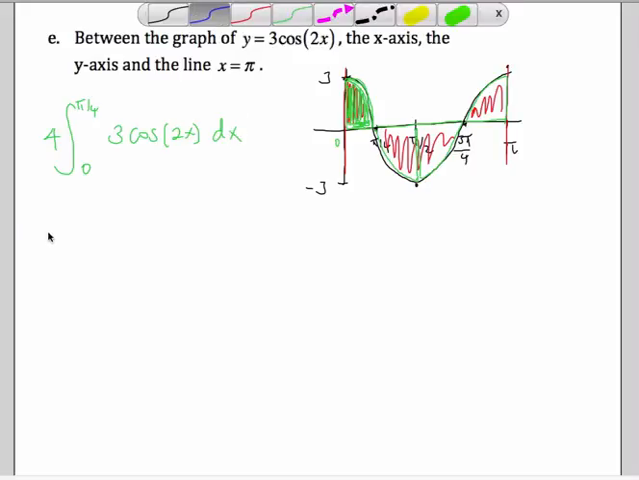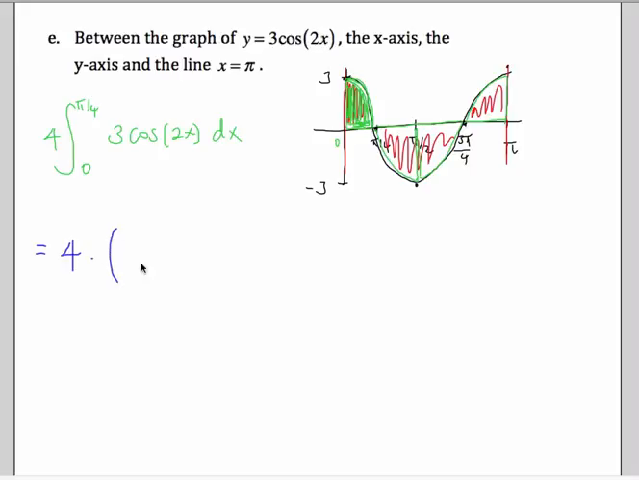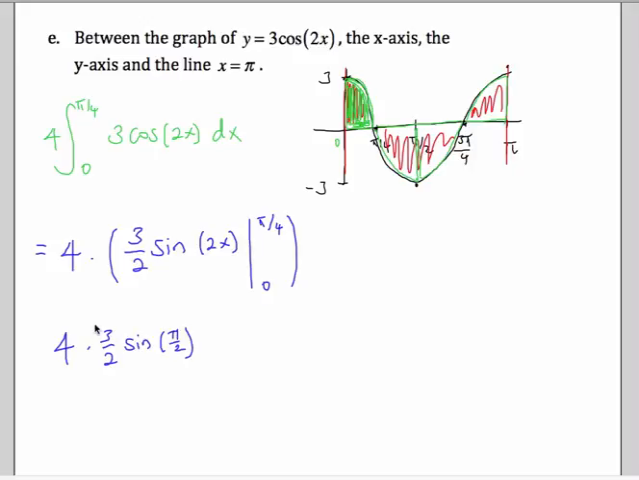Okay, so what is that going to be? Well, it's going to be 4 times 3 over 2 sine of 2x, and then from 0 to pi over 4. Okay, and then let's see. If I plug in pi over 4 here, that's going to be sine of pi over 2. So 4 times 3 over 2 sine of pi over 2 minus 3 over 2 sine of 0.